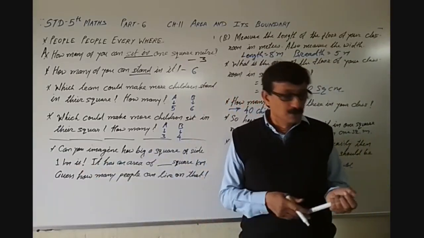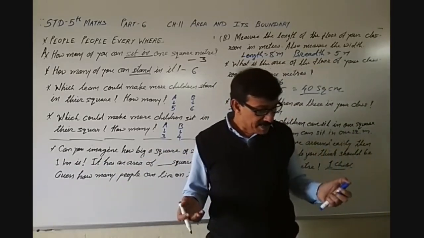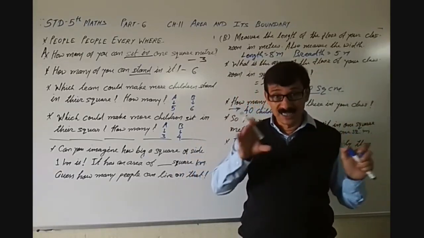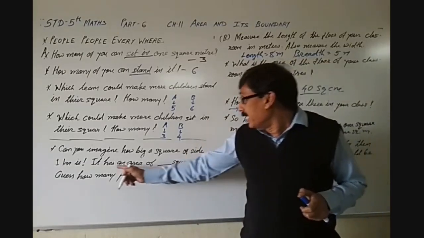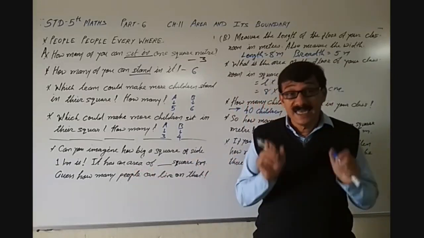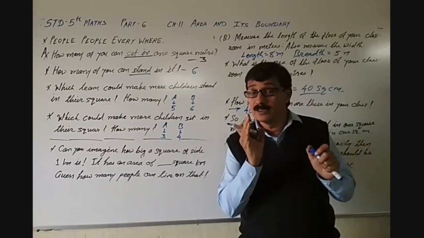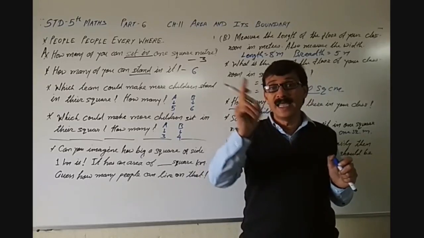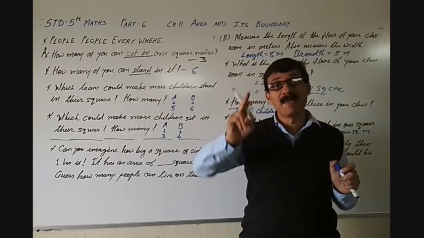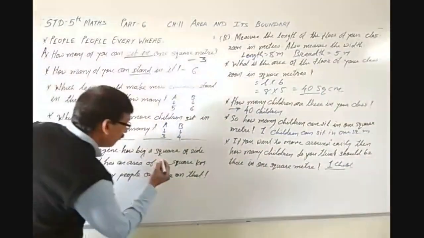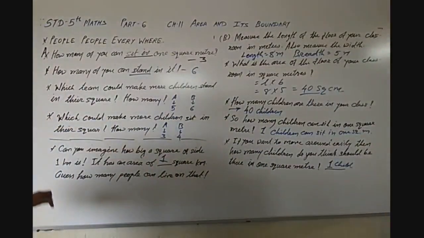If you can imagine, then you should answer yes. I can imagine a big square of side 1 kilometer. That should be your answer. It has an area of blank square kilometer. Area of a square with side 1 kilometer. So 1 length, 1 breadth. So 1 multiplied by 1 is equal to 1 square kilometer. The answer will be 1 square kilometer. It has an area of 1 square kilometer.